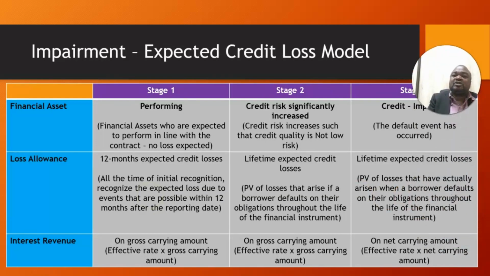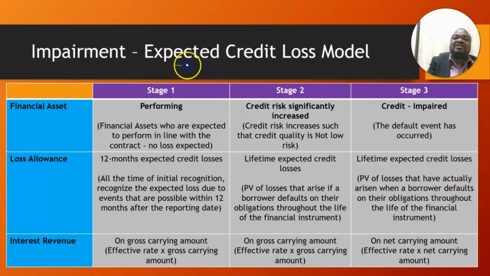Let's move on to another issue where we talk of expected credit loss model, ECLM, that is impairment. Let's talk of impairment. For the financial asset, there are 3 stages which should be observed. There is stage 1, that is the performing stage. Here, the financial assets are expected to perform in line with contract. No loss is expected in stage 1. The financial asset is performing.